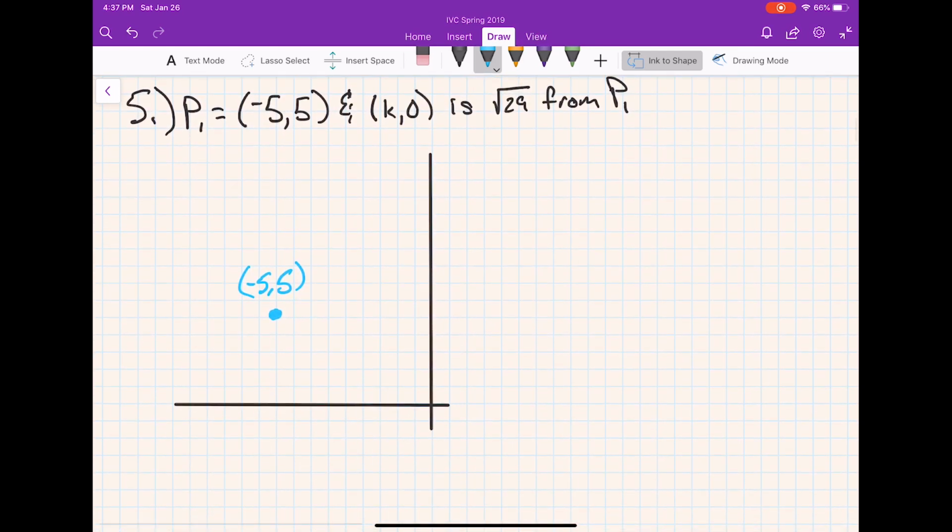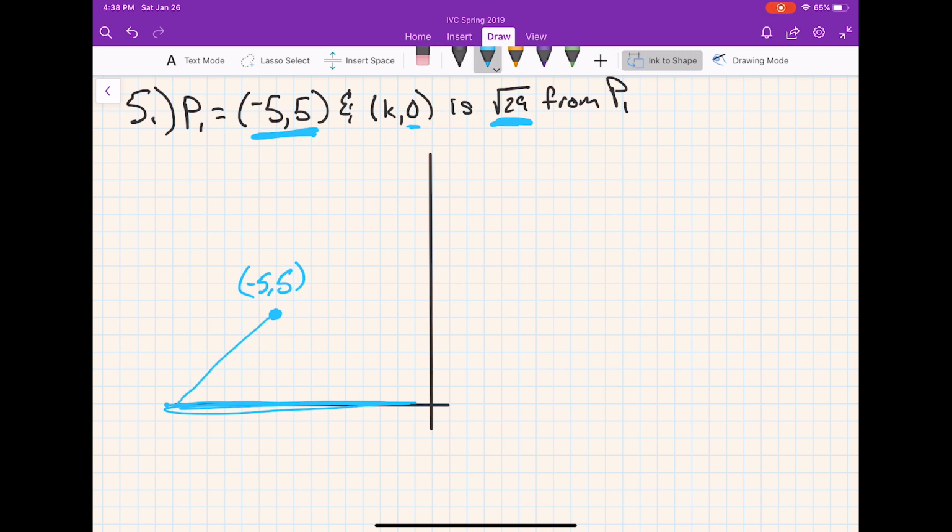Okay, moving on to number 5. Oh boy, we got something crazy here. Find all values for k so that the given points are square root of 29 units apart. Well, we've already been given a point of negative 5, 5, and it's square root of 29. And we're given this point of k, 0. So the y is 0. It's the x-axis.